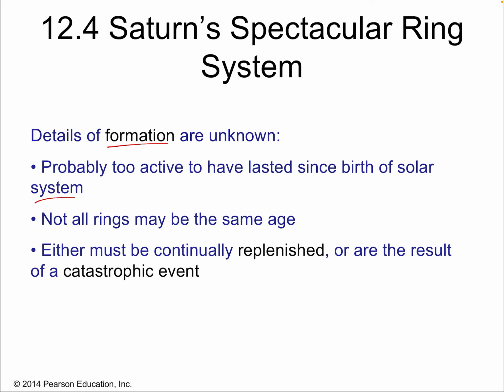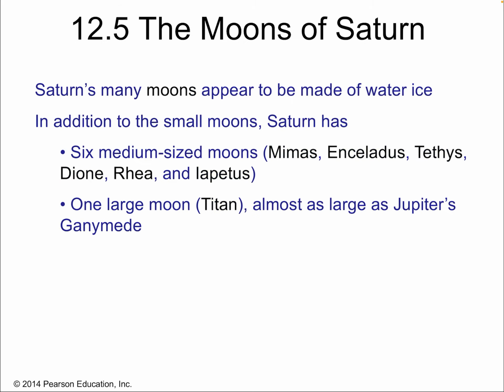Not all rings may be the same age, and they either must be continually replenished, right, which is kind of the idea I keep coming back to, or are the results of a catastrophic event, right? So maybe at some point, what used to be another Pluto-sized planet got pulled into Saturn, right? And the ring came from that. Okay, so enough about the rings.